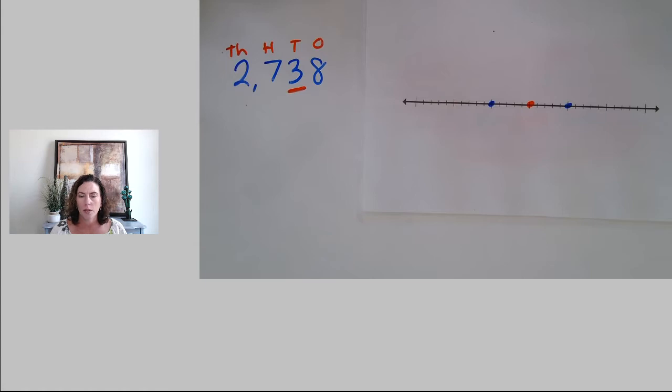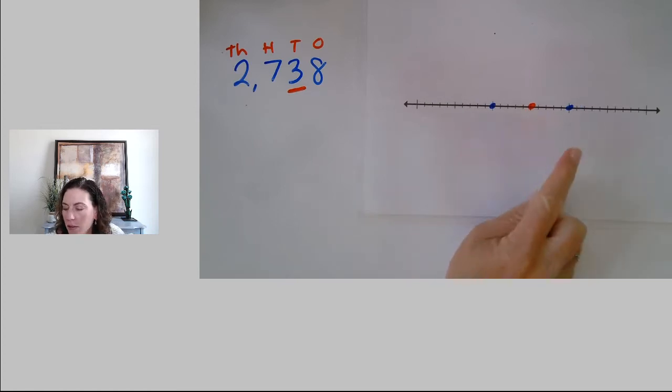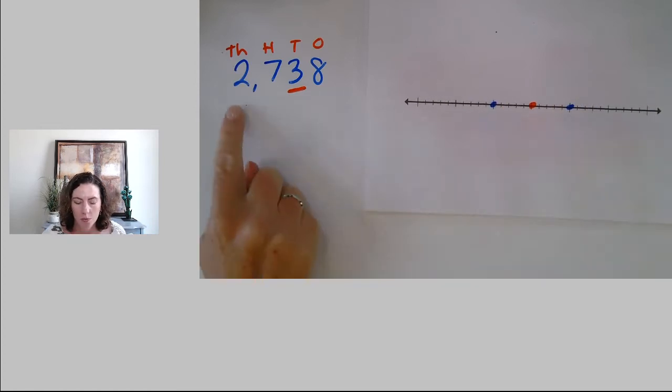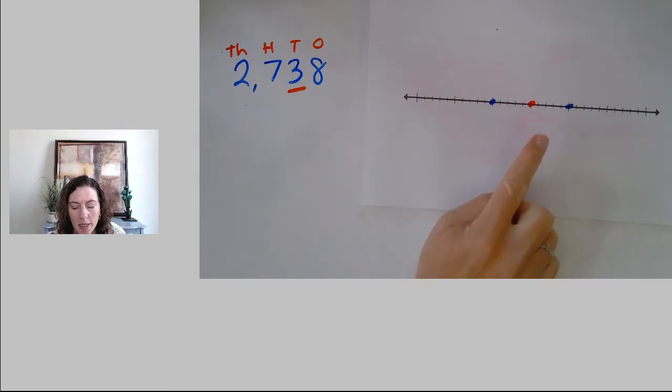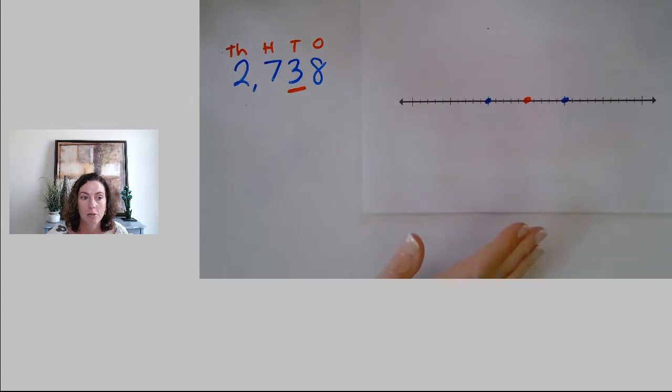So I want you to go ahead, now that you know how to round, and you're going to pause the video. You're going to write down your beginning point and your ending point, and then you're going to mark this on the number line and also your center point. And then I challenge you to try to round it to the nearest 10. So go ahead and pause the video and try that.